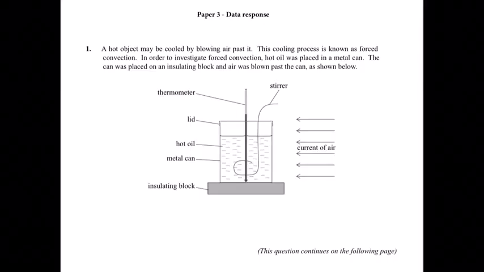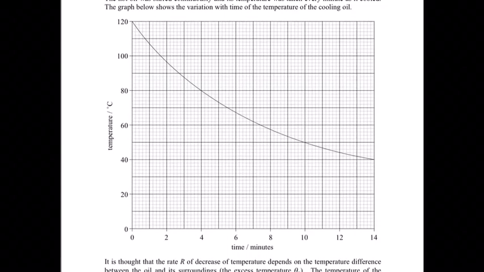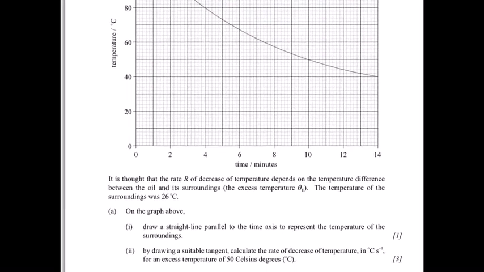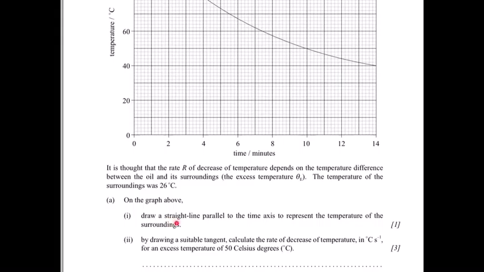The final question is a paper 3 data response type question, all about cooling of oil inside a can. A graph is shown of temperature over time, and the first part of the question asks you to draw a straight line which is parallel to the time axis to represent the temperature of the surroundings. It tells us here the surroundings are 26 degrees. So, nice easy question. We have to find 26, which is about here, and then draw a straight line along from there.